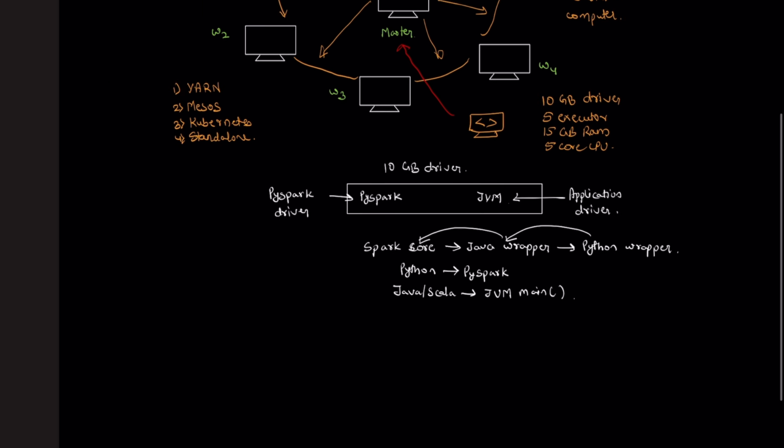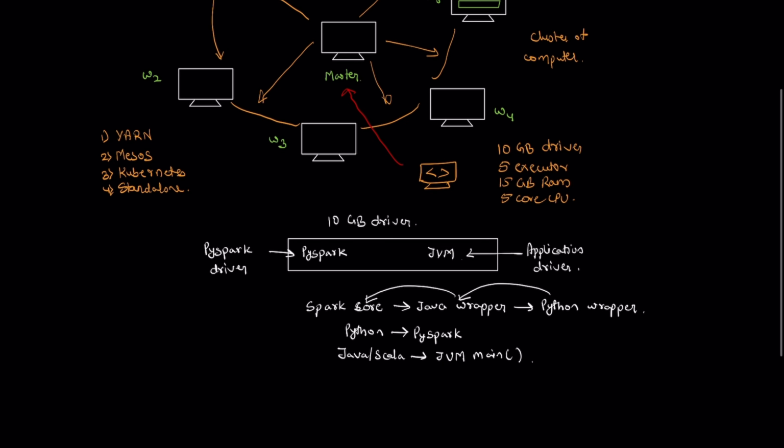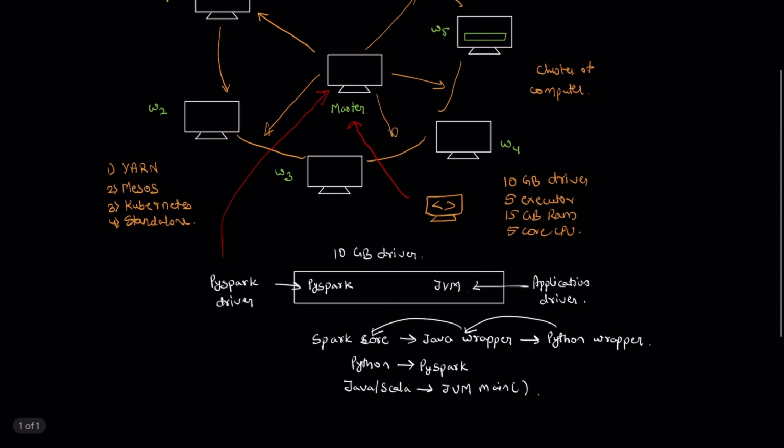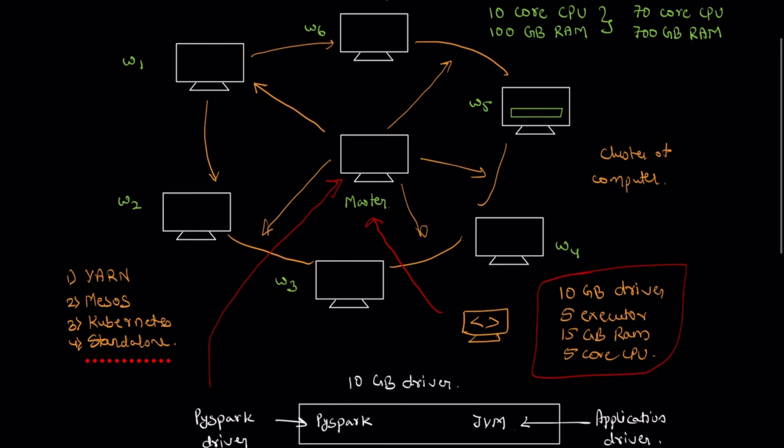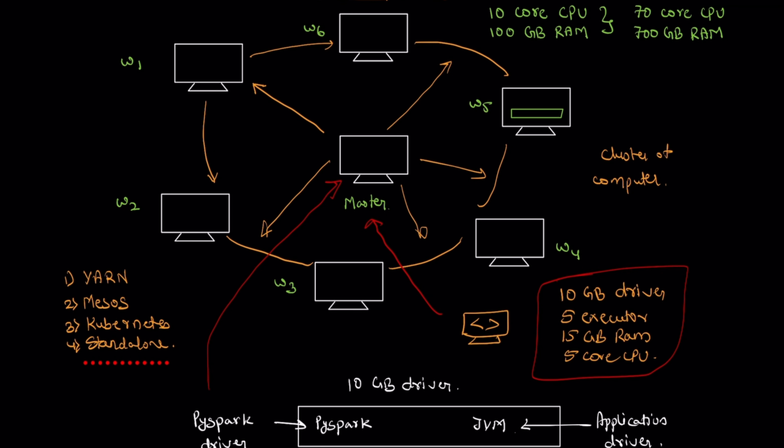Once we have the 10 GB driver, it will go back again to the master node and say that the driver is created. Now allocate the 5 executors with 15 GB of RAM and 5 core CPU, which the developer had initially requested. Again, the master node would check which of our worker nodes are empty and assign them. So the master node would create the executors within our worker nodes and assign those to the developer.